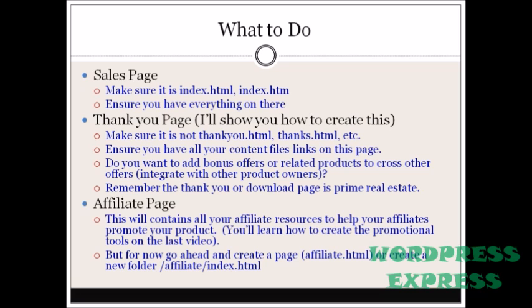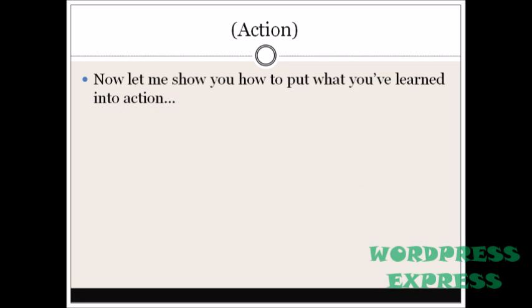But for now, go ahead and create a page. I recommend you create it called affiliate or affiliates.html, or create a new folder called affiliate and put the page in there and name it index.html. Now, if none of this makes any sense, it's going to make sense in just a few minutes because I'm going to show you how to do it. So now let me go ahead and show you how to put what you've just learned into action.